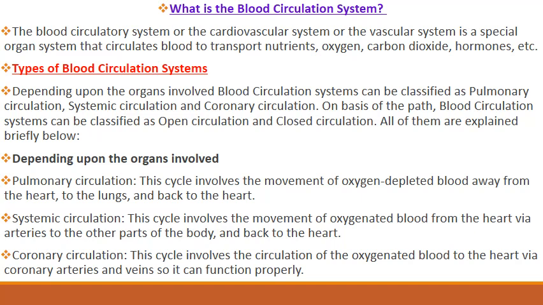Depending upon the organs involved, pulmonary circulation: this cycle involves the movement of oxygen-depleted blood away from the heart to the lungs and back to the heart. Systemic circulation: this cycle involves the movement of oxygenated blood from the heart via arteries to the other parts of the body and back to the heart. Coronary circulation: this cycle involves the circulation of the oxygenated blood to the heart via coronary arteries and veins so it can function properly.